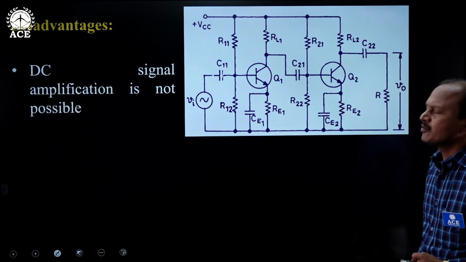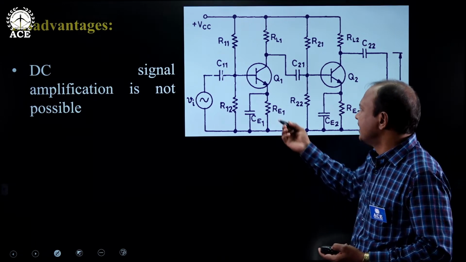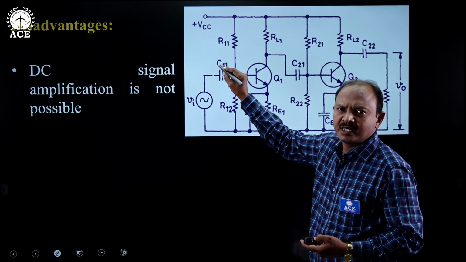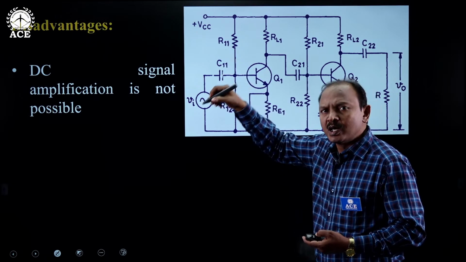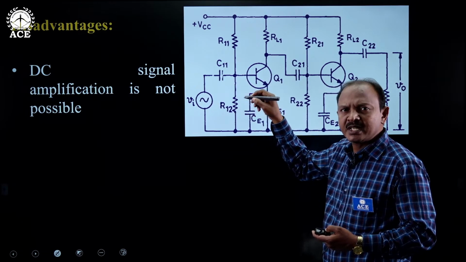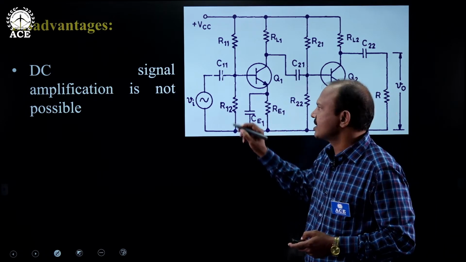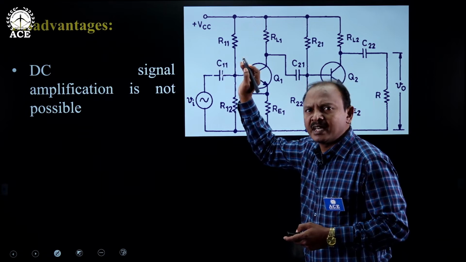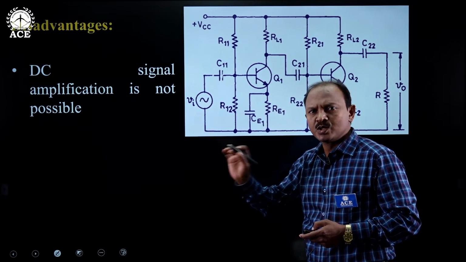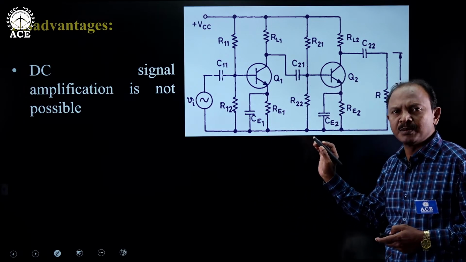First one is, of course, DC signal amplification is not possible. Yes, this is already understandable. Because of the blocking capacitor available here, if you apply a DC input here and want the DC input signal to be amplified, it is not possible in the circuit. Why? Because at the input terminals itself, that DC component will be blocked. So DC signal amplification is not possible in RC coupled amplifiers.